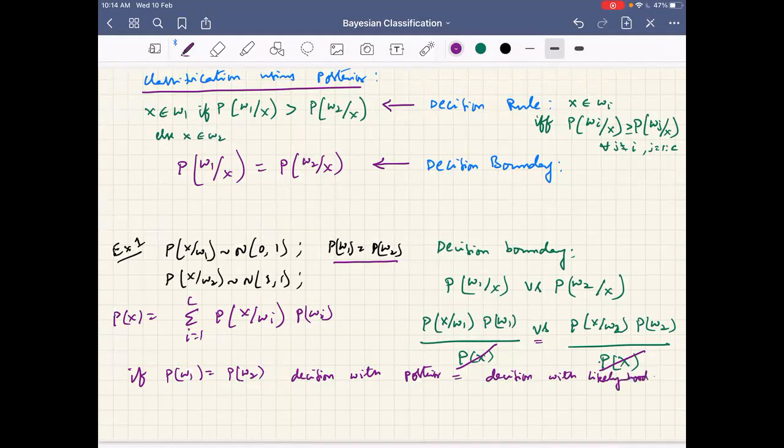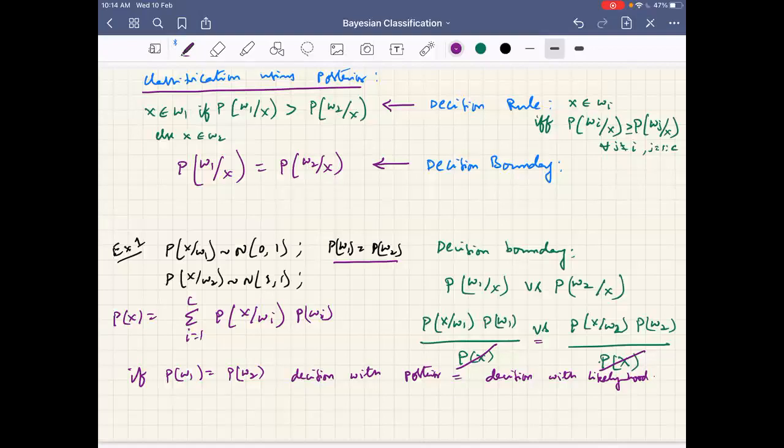It is just saying that they are equally likely. Don't bother about prior knowledge. I don't have any prior knowledge, that's what it is saying. Okay, it is equally likely. I have no knowledge about one being more important than the other, or I know that both are equally likely. That's what P of omega 1 equal to P of omega 2 says.